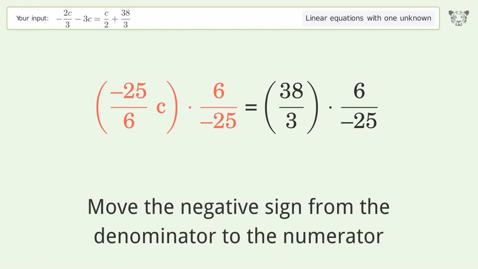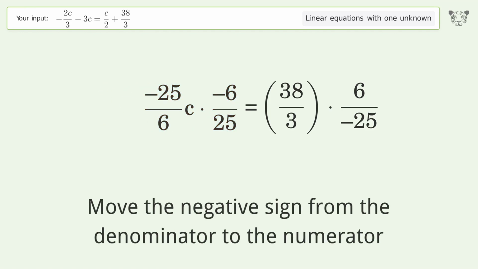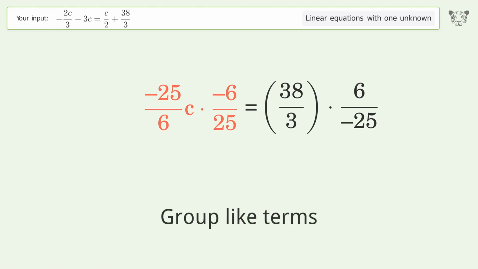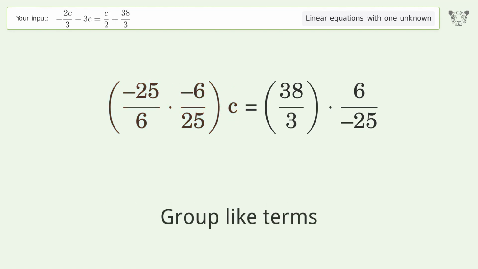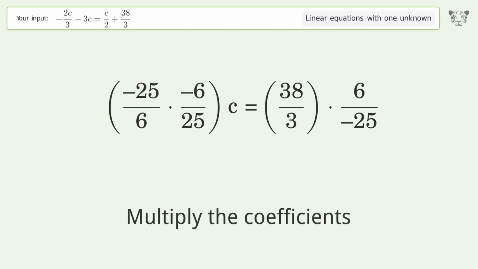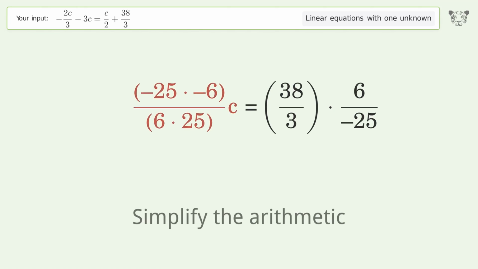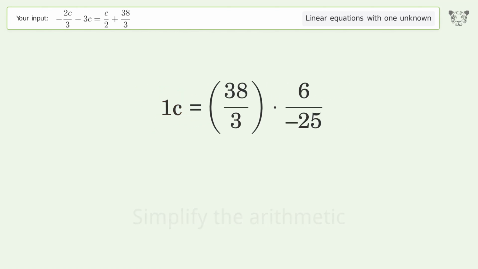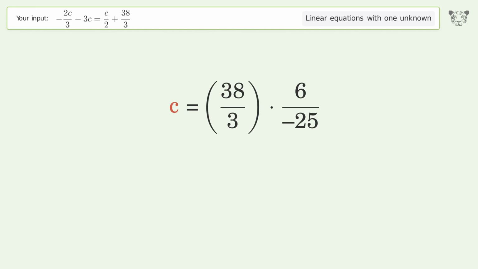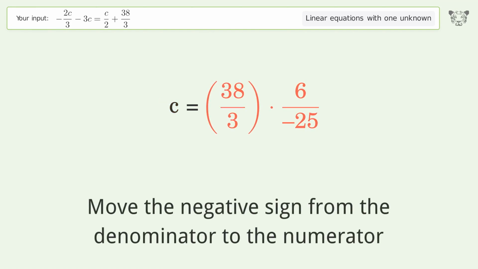Move the negative sign from the denominator to the numerator. Group like terms. Multiply the coefficients. Simplify the arithmetic. Move the negative sign from the denominator to the numerator.